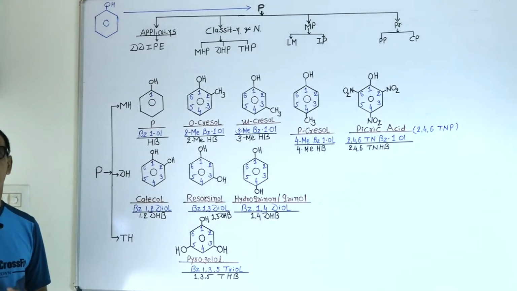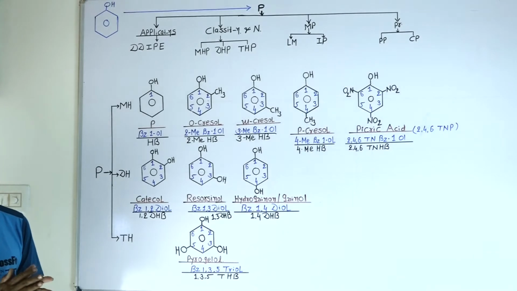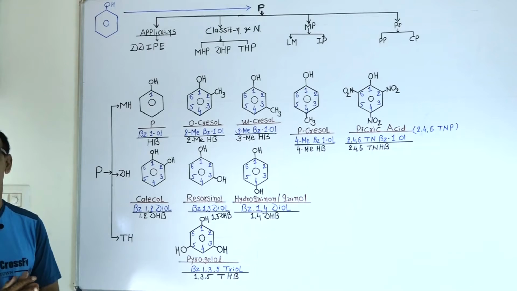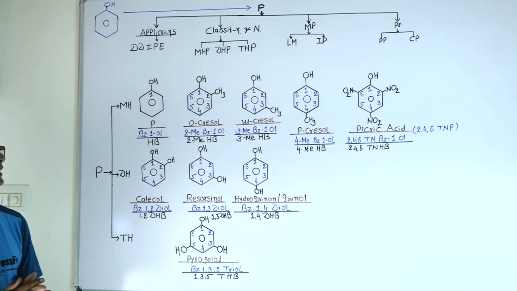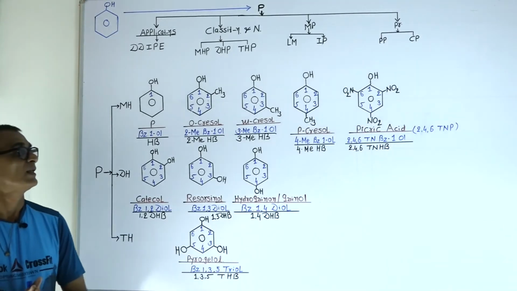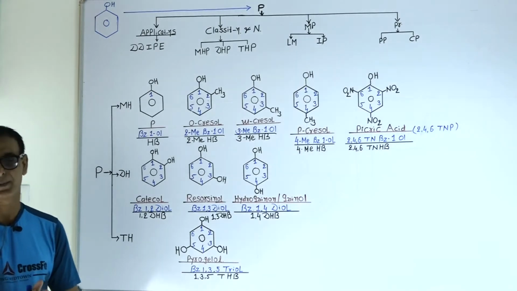So many chemicals can be prepared from phenol. That's why it is necessary to prepare phenol in large quantity. That's why industrial production is carried out. And then finally the properties of phenol, both physical and chemical properties. Okay.